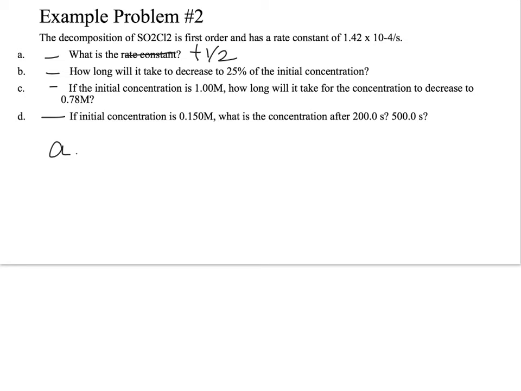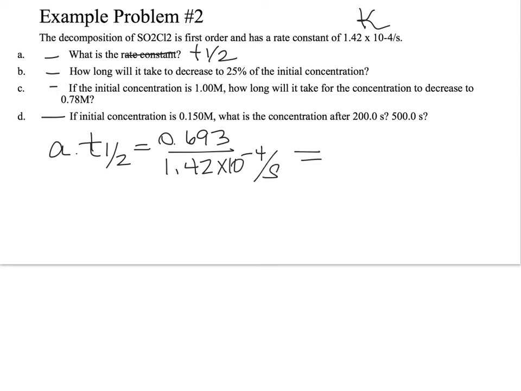We're told that it's first order, and the rate constant, or k, is 1.42 times 10 to the negative 4th per second. So T1/2 is equal to 0.693 divided by 1.42 times 10 to the negative 4th per second. Right, and so I do the math there, and I end up with 4,880 seconds if I'm looking at 3 sig figs, like my given there.